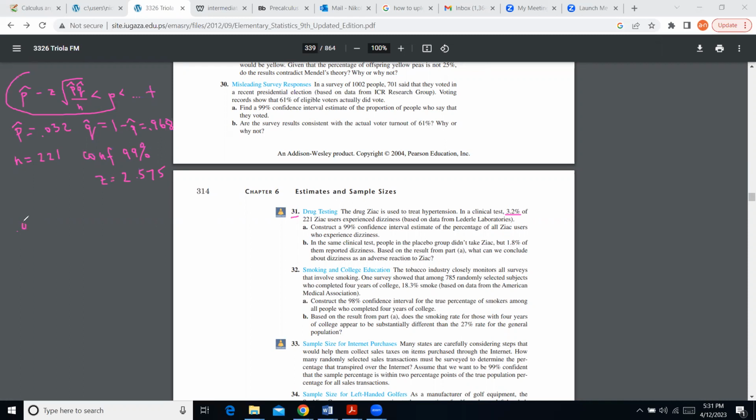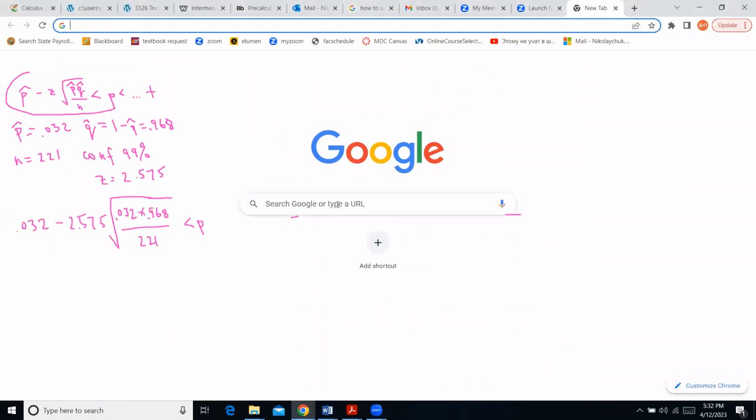So we put 0.032, subtract 2.575, and then multiply this by the square root with 0.032 in the numerator, which is also times 0.968, right? And then divided by the sample size, which is 221. So that's the left end of that confidence interval. So let me use the calculator and get the result.